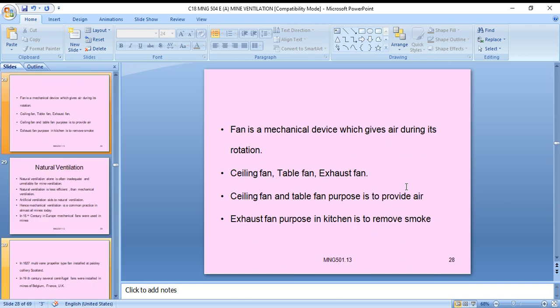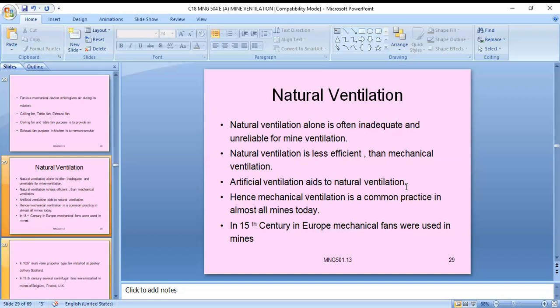A fan is a mechanical device which gives air during its rotation. Ceiling fans and table fans serve the purpose of providing air; an exhaust fan in the kitchen serves the purpose of removing smoke.